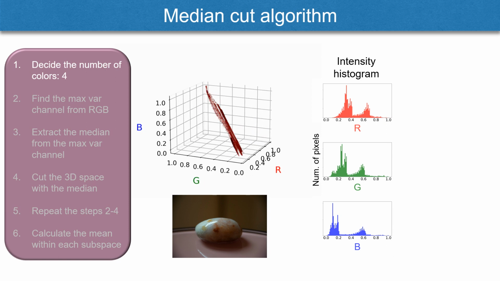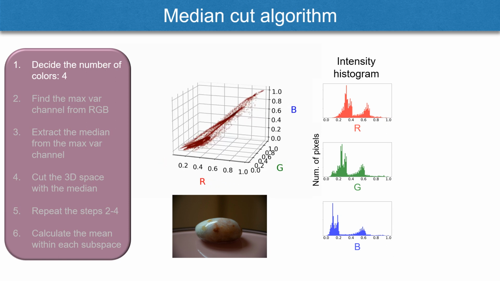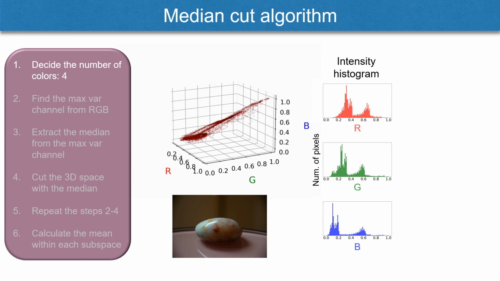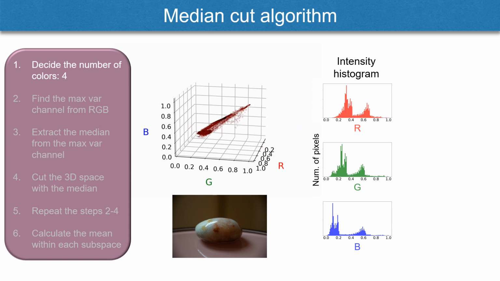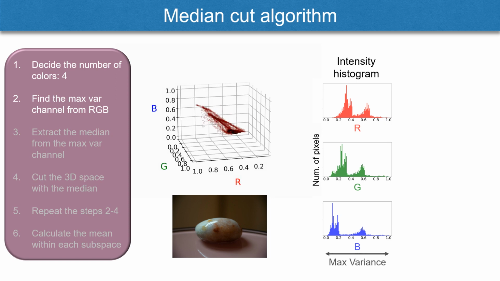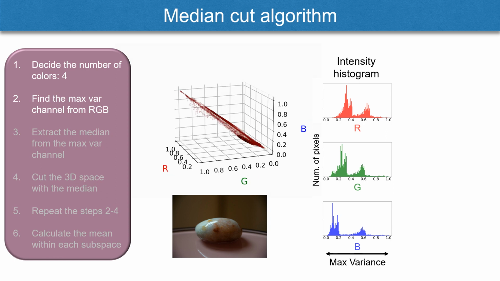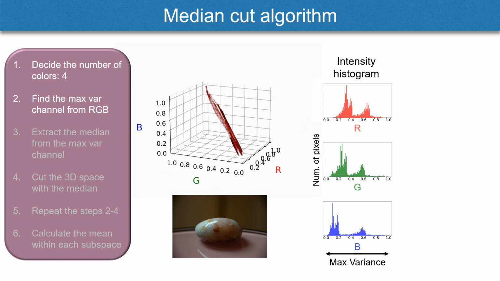Then the algorithm starts by deciding the number of colors to use for encoding. Here I will explain the case of 4. Next, it searches for the channel with a maximum variance from each RGB histogram. In this case, the B channel has the highest variance.